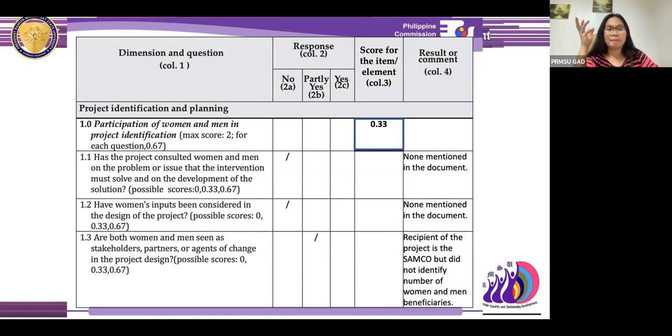We will give a soft copy. So it's not a face-to-face seminar. So bibigyan na lang po namin kayo ng soft copy for technology transfer through Ma'am Hazel na lang po. Then yan. Participation of women and men in the project identification. So you can see number 1.1. Has the project consulted men and women on the problem or issue that the intervention must solve and on the development of the solution? So 0 ang score kasi wala nakalagay dun sa document.